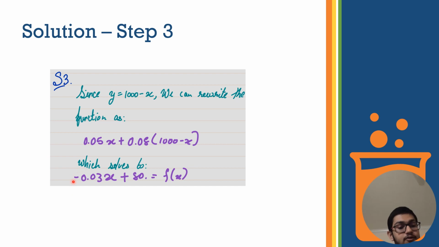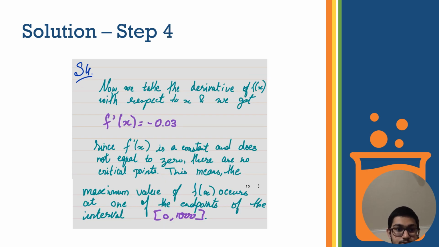Now it's a negative. That's what we have to keep in mind. It's negative 0.03x plus 80. Alright, now we can finally move on to the next solution step, which is step 4. We take the derivative of the function that we found, f of x, with respect to x, and we get negative 0.03 after you do the power rule and everything.